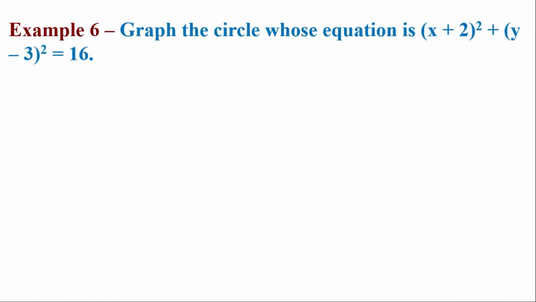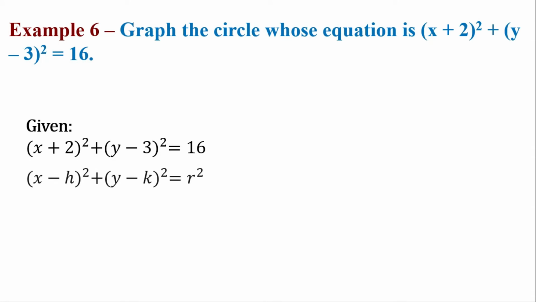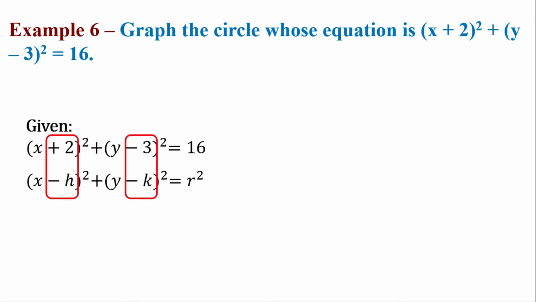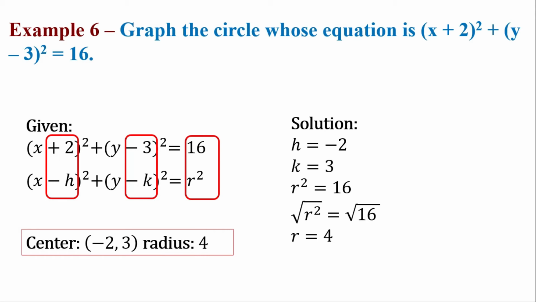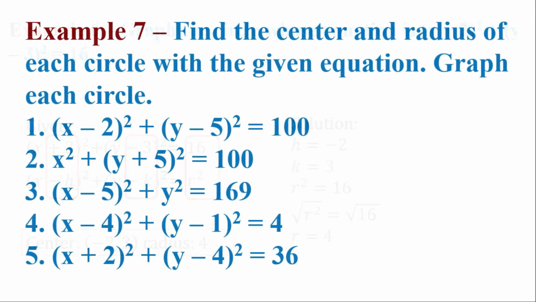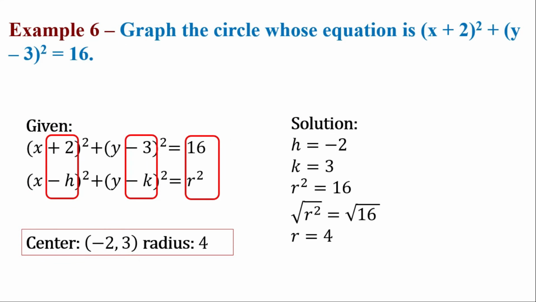Now graph the circle whose equation is this. Given the equation, you need to dissect what is the center and what is the radius. You can do that by comparing the formula to the equation. Here we can say that the value of h is -2, the value of k is 3, and the value of the radius is 4. So our center is (-2, 3), and radius 4. After that, we could just graph it. We find the center (-2, 3), then count 4 units as the radius and draw the circle.